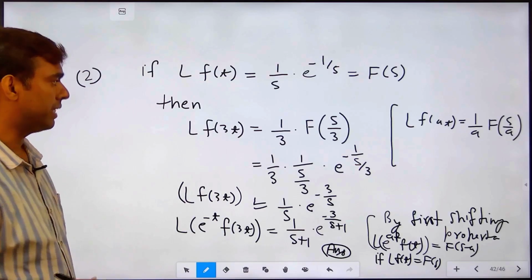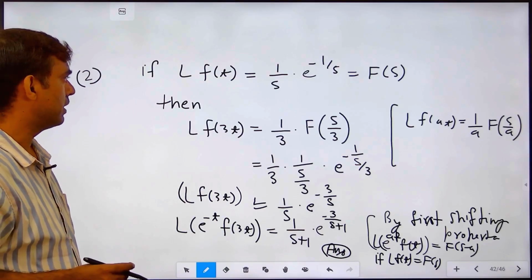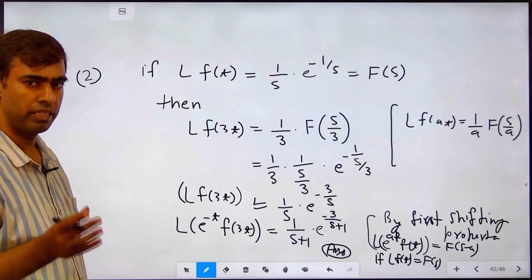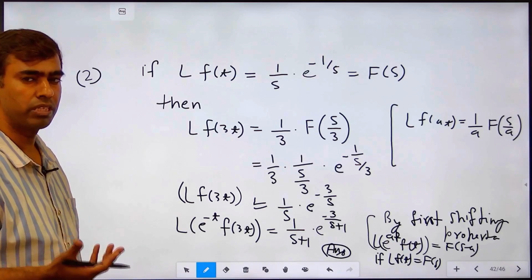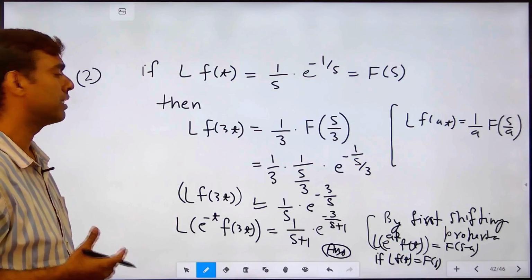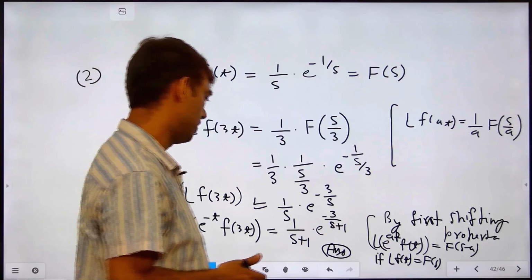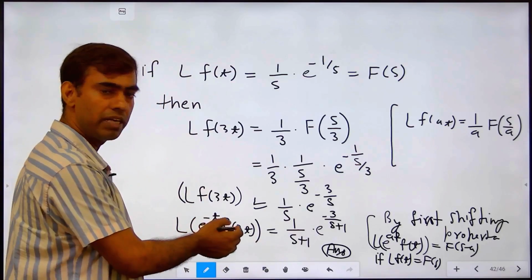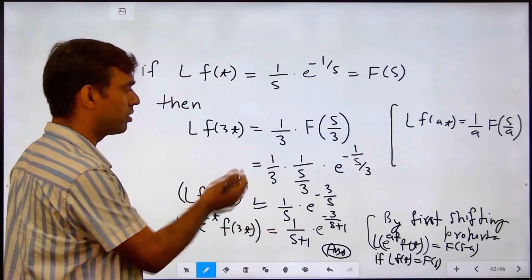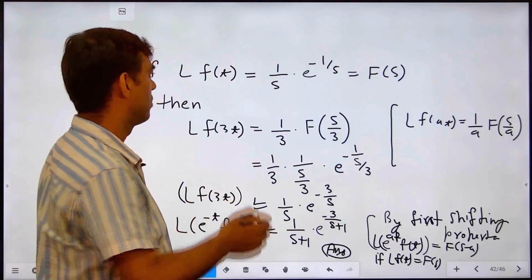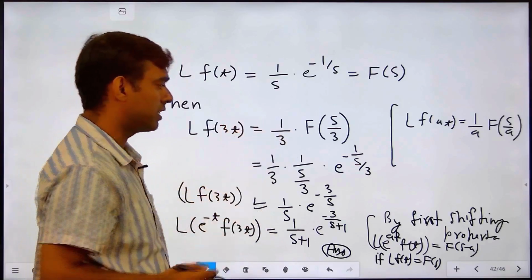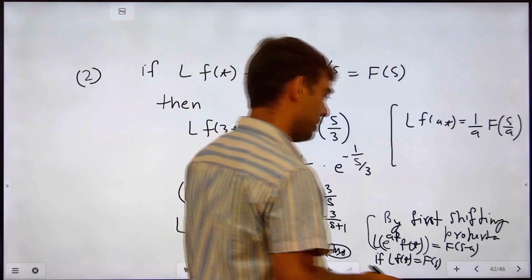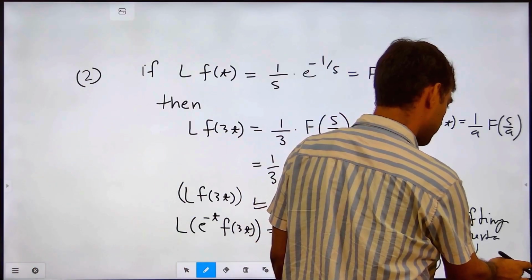So in this way, in order to find the Laplace transform, we use the change of scale property to solve the numerical problem. So in this way we are able to find the Laplace transform of e to power minus t f(3t). Here we use two properties. One is the change of scale property, and the second one is the first shifting property.